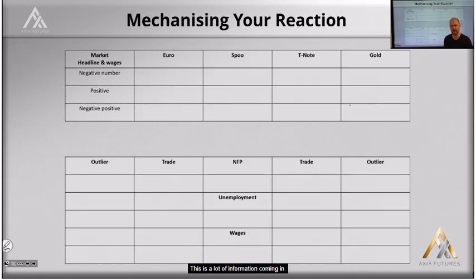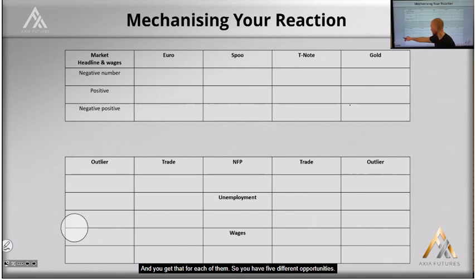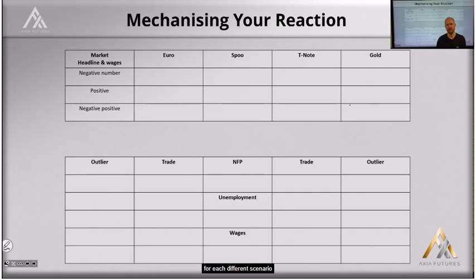Because there's a lot of information coming in. Think on payrolls, 3 key numbers: you get the headline number, the unemployment number, and the wages number, which means there are now a multitude of different potential trades. You get 5 scenarios just on the unemployment of an extreme lower number, a lower number, an inline danger number, a higher number, and an extreme higher number. And you get that for each of them. So you have 5 different opportunities for each different scenario. So this gives a huge number of different scenarios. You need to work out what combination makes sense for you. What combination provides a viable trade opportunity. That's the way that you've got to think about these types of things. So mechanize your response.